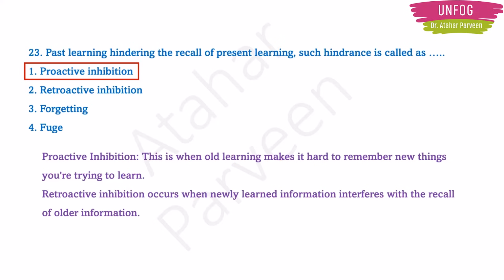That is proactive inhibition. Then talking about retroactive inhibition, this actually happens when newly learned information interferes with the recall of older information. So if I am trying to learn something new now, that is interfering with the older information. That is retroactive inhibition. Proactive inhibition and retroactive inhibition are two types of hindrances which are not allowing us to learn new information properly.